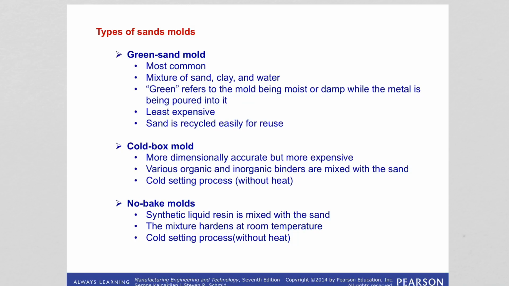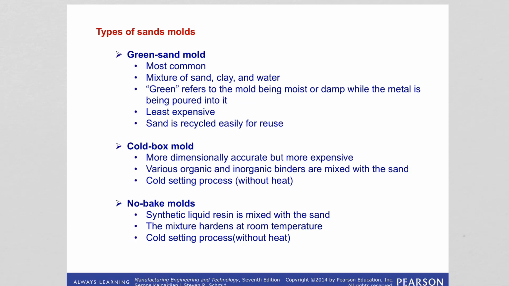What are the types of sand molds? Of course, we are using sand to make the molds, but each of those sands can have different characteristics. One is green sand mold, the other one is cold box mold, and the last one is no bake mold. So there are different types of molds that are possible in sand casting.